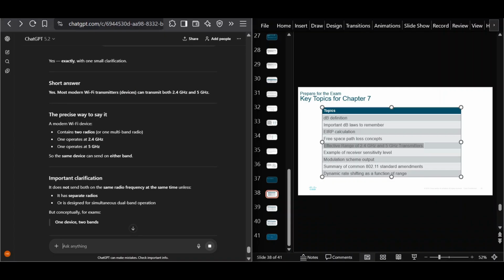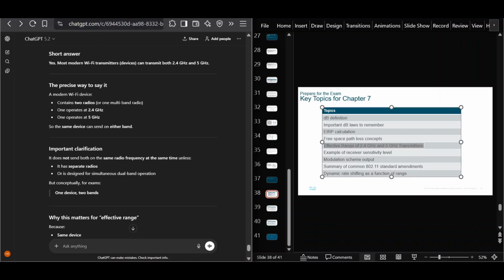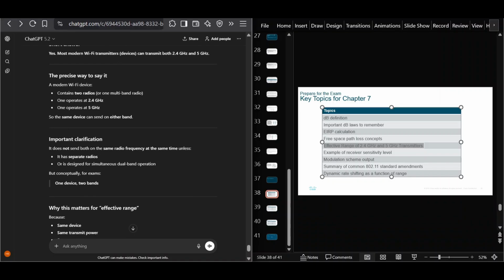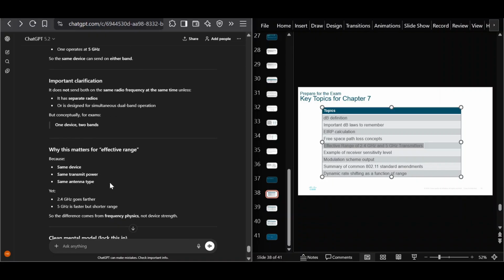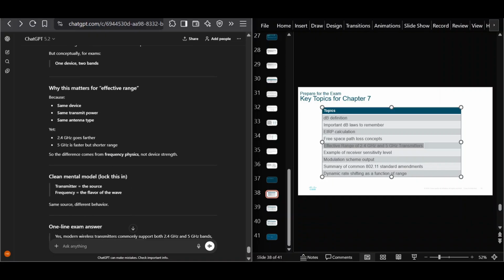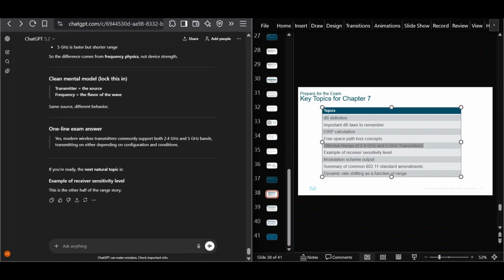The most modern Wi-Fi has a multi-band radio controller, one operator, so the same device can either send on both bands, but it does not send on the same one unless it has a separate radio. One device, two bands for the same device, same antenna type. So we got that it's for the coverage. Okay.